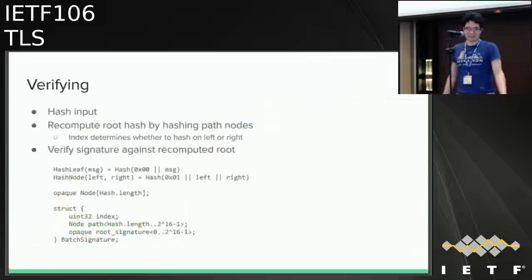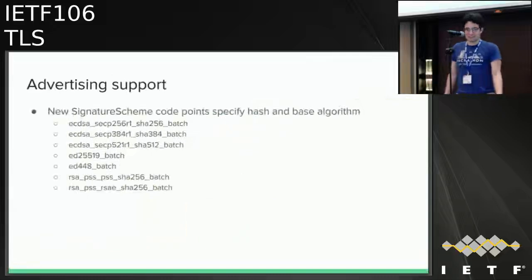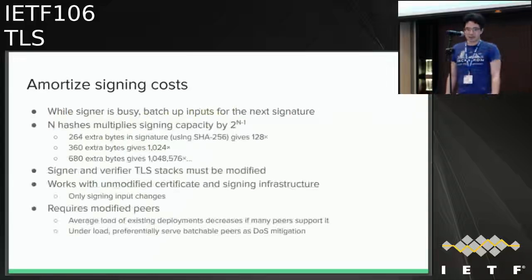Yeah, that's fairly boring. In the draft, in order to advertise, we define some new signature scheme code points, which say do the normal signature thing, but also this thing. And as a result, we can now amortize our signature costs.